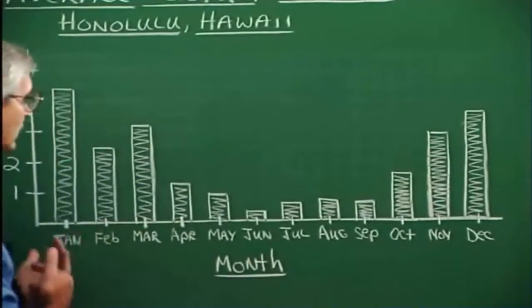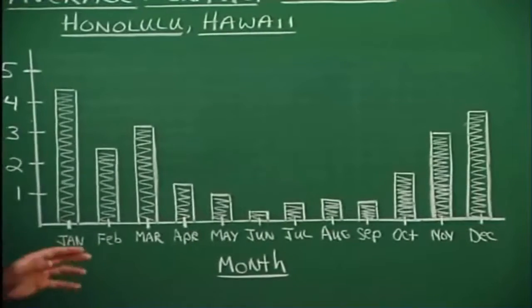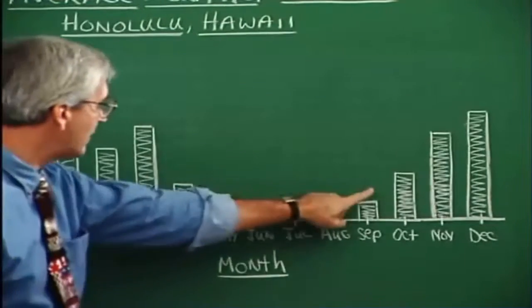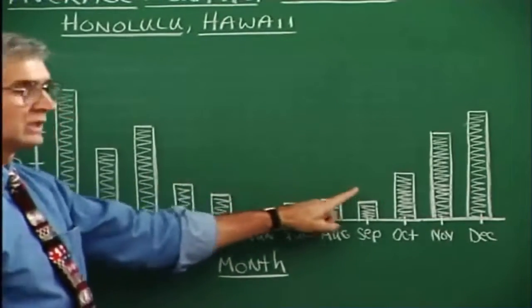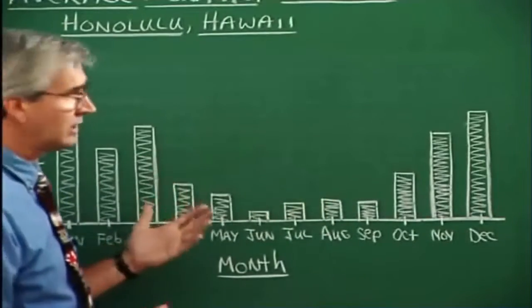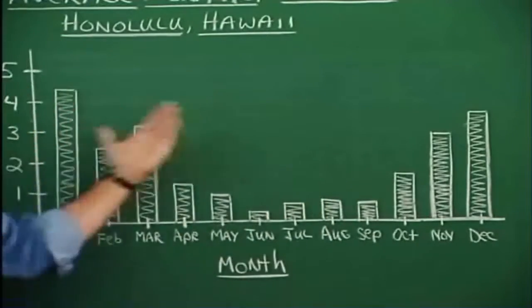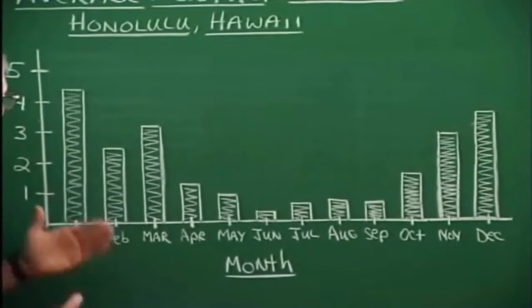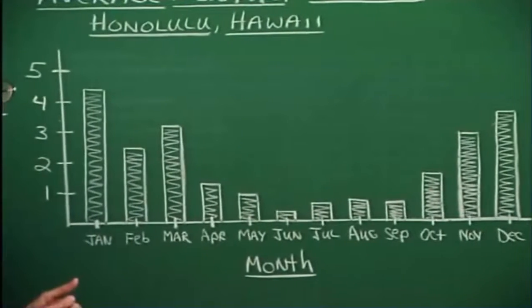So if we were deciding when to go to Hawaii, we might decide to go in a month of lesser rainfall, so we might choose one of these months. Not that this amount of rainfall is such a great deal. Even the high months in Honolulu are not a great deal of rain.